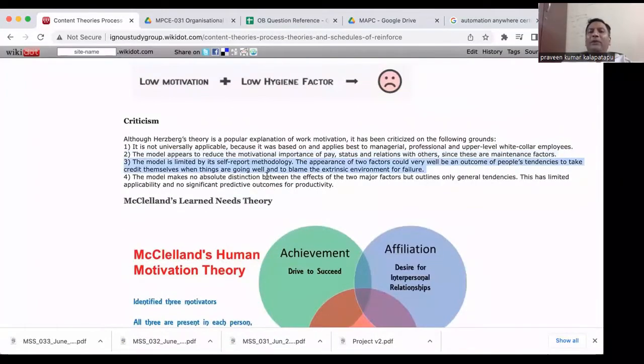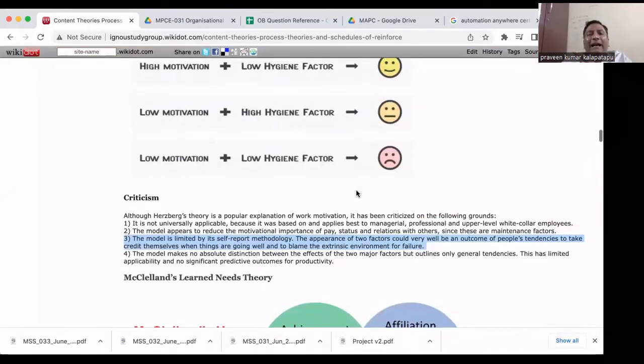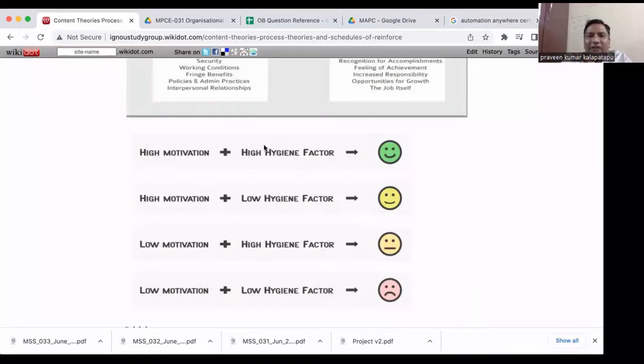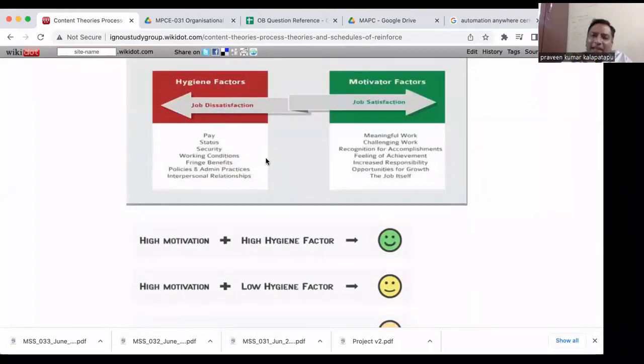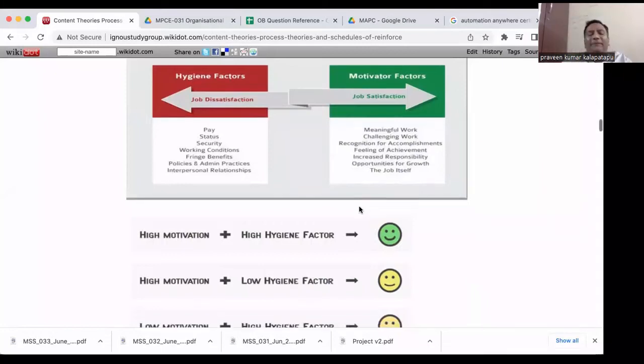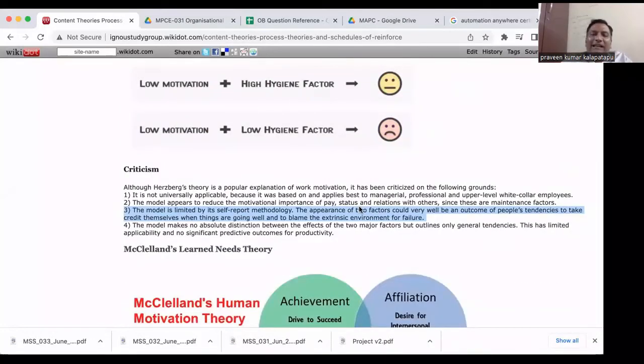Okay, the model relies on a self-report methodology. Basically, it is an outcome of personal tendencies and also the external environment. So how exactly these factors would fit into these two things depends on various other things in and around that particular person, right? It varies from person to person.